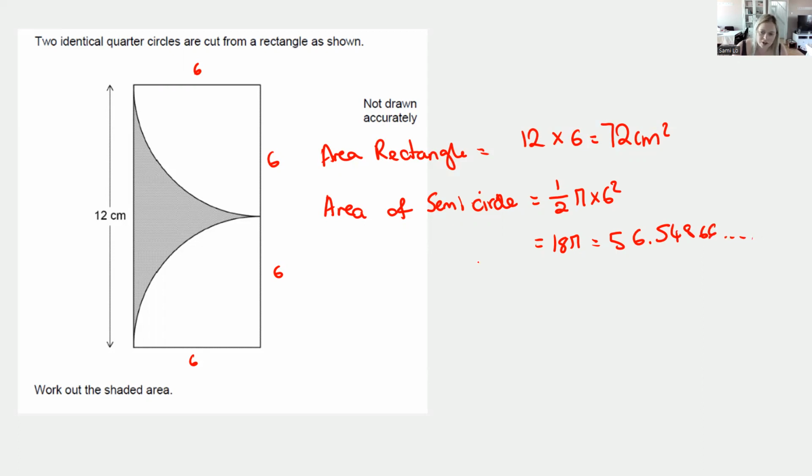Now it says work out the shaded area. So we're going to have to do that whole rectangle, which is 72, and take away that 18 pi. So 72, take away 18 pi, should give you 15.45. It doesn't tell us what to round it to, so I would say centimeters squared, to 2 dp. And that's that question done.